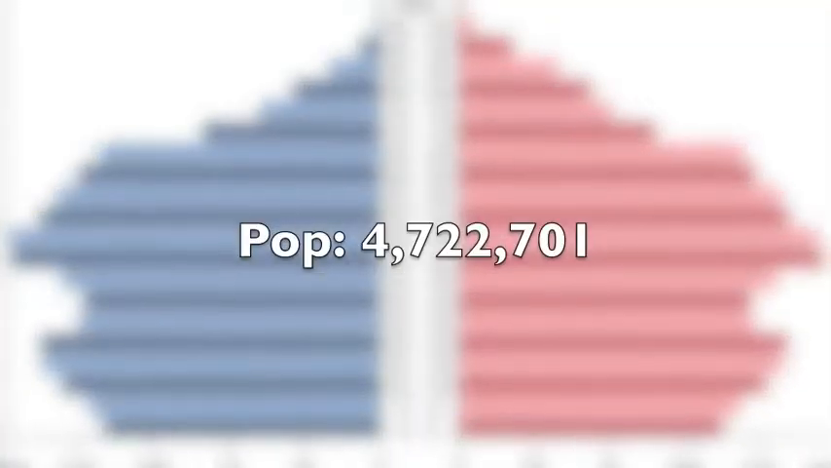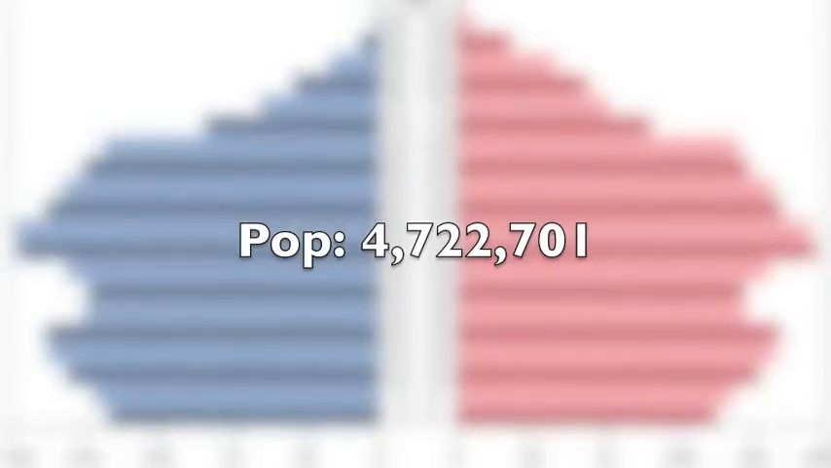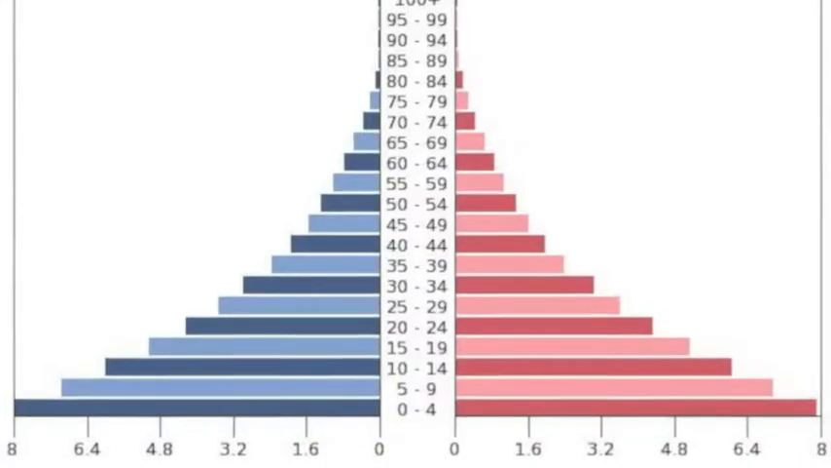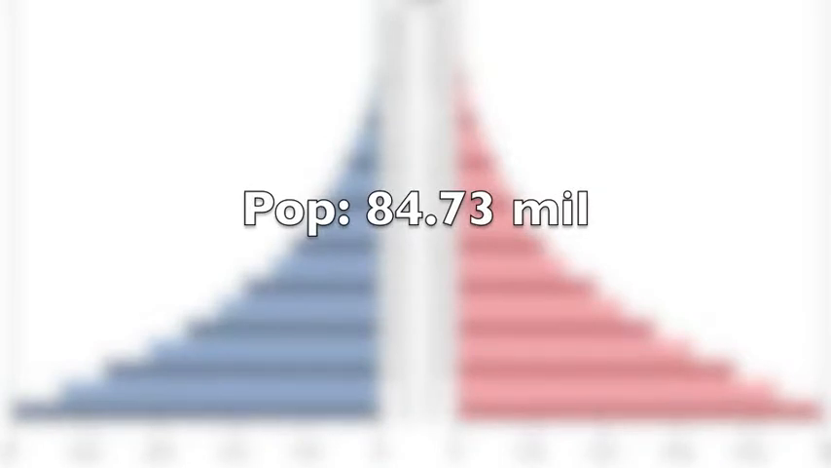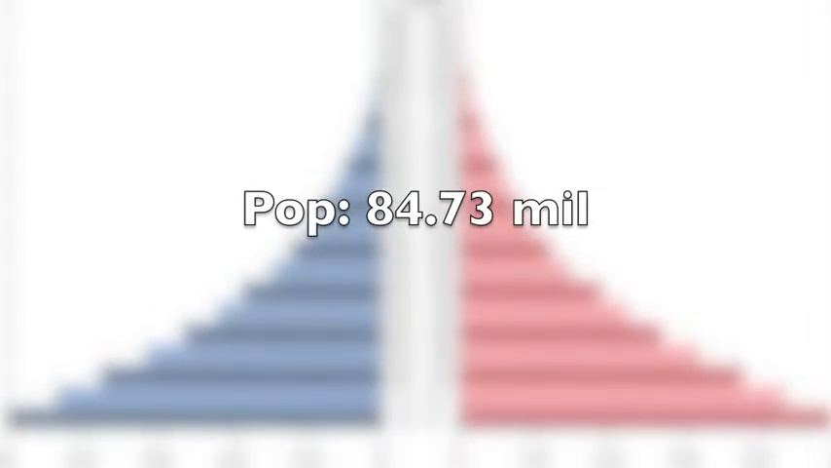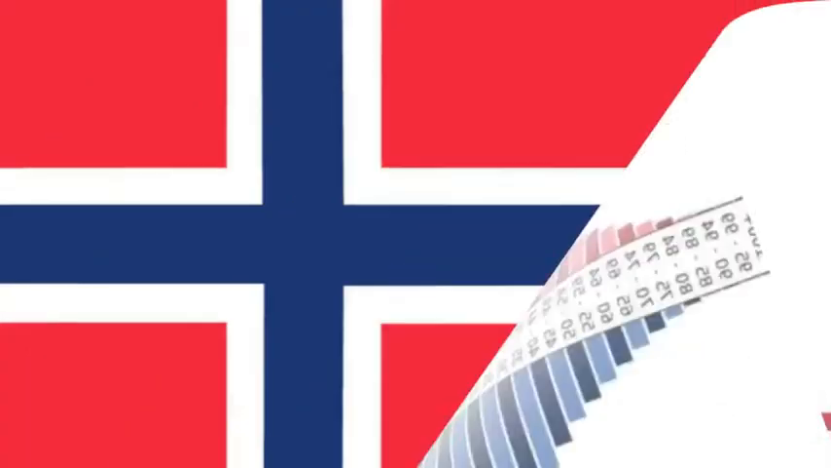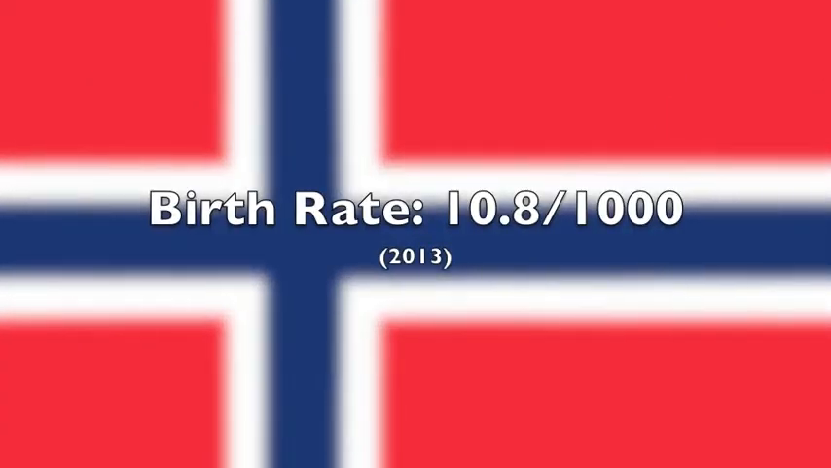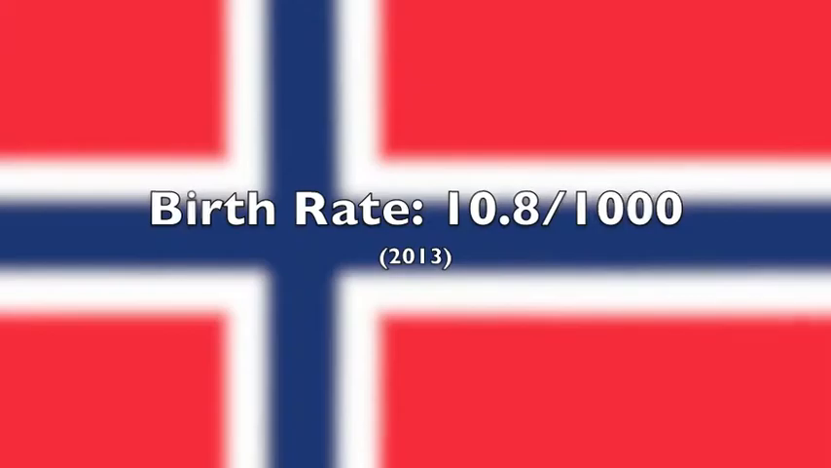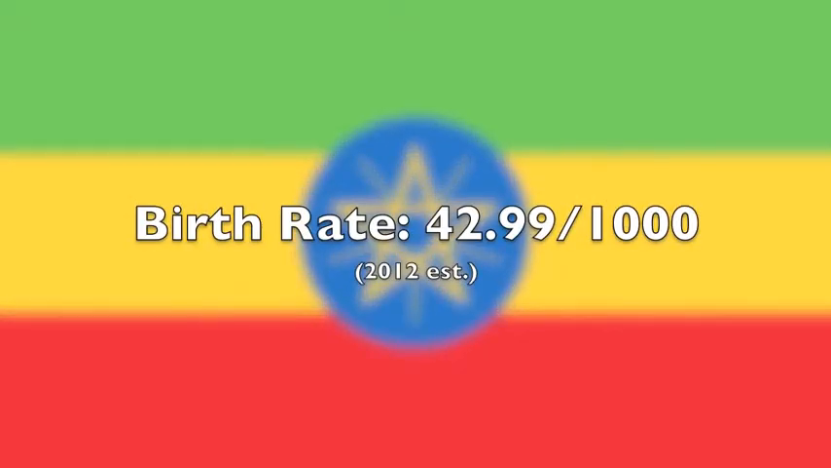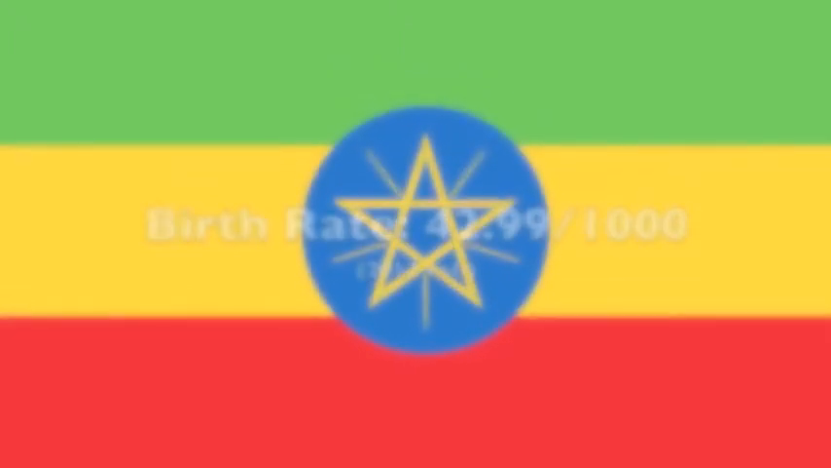Currently, the population of Norway is 4,722,701, while the Ethiopian population is currently at 84.73 million people. This is due to a tremendously high birth rate. The birth rate in Norway is 10.8 over 1,000. It's very low compared to the Ethiopian birth rate, which is 42.99 over 1,000. High birth rate is a characteristic of a developing country because women start families at a younger age.